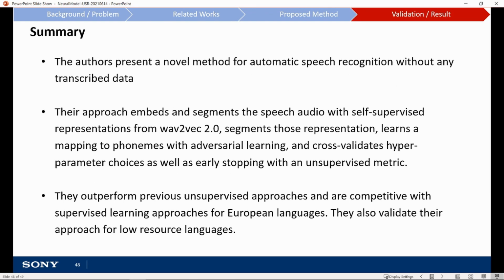So in summary, the authors presented a novel method for automatic speech recognition without any transcribed data. Their approach embeds and segments the speech audio with self-supervised learning representations from wav2vec 2.0. It then segments those representations and learns a mapping to phonemes with adversarial learning, and cross-validates hyperparameter choices as well as early stopping with an unsupervised metric that they proposed. They outperform previous unsupervised approaches and are competitive with supervised learning approaches for European languages. They also validate their approach for low resource languages.